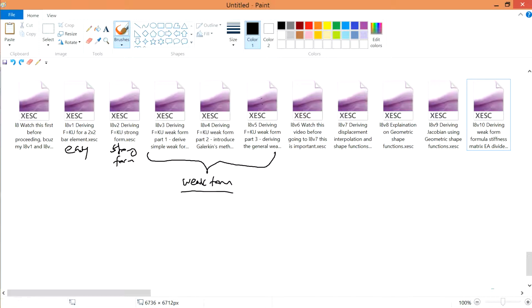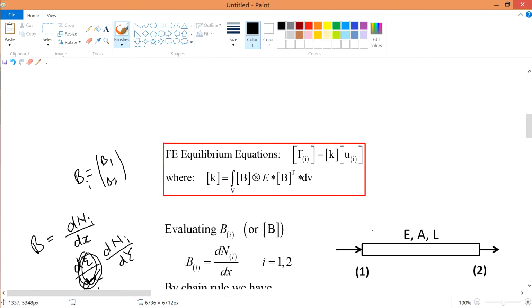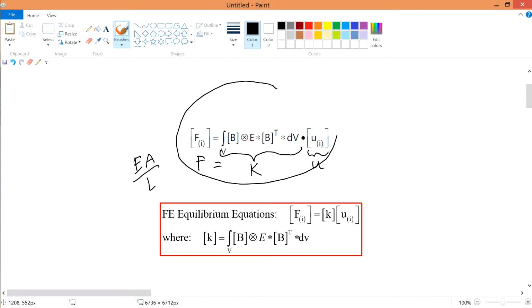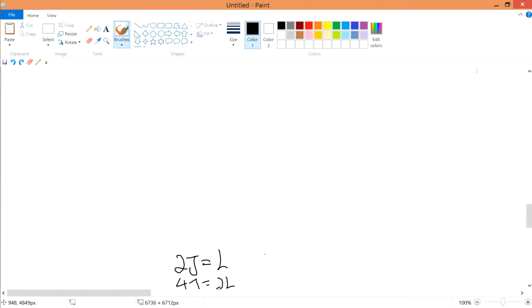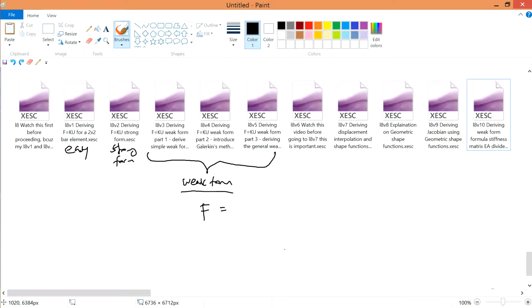And then after that, we write the forces with their own equations in terms of F equals to KU, the formula that we have been using just now, which is this one. This is the weak form stuff, and this is in fact the weak form already, so these are all the weak forms. Afterwards, in the l8v6 video, we want to clarify the displacement interpolation and the geometry shape function properly. So this is a clarification video, that's all.